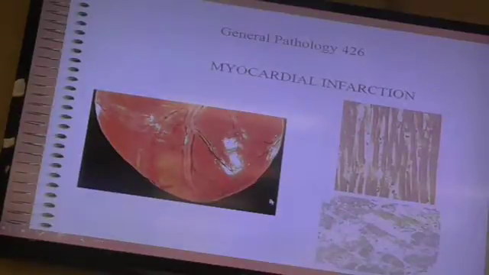Now, what do infarcts actually look like? Here is the heart. The infarct is in this area. What kind of necrosis is that? Coagulative. Okay. Over here, if we look at it histologically, we see loss of striation, some broken fibers, and a little infiltrate.